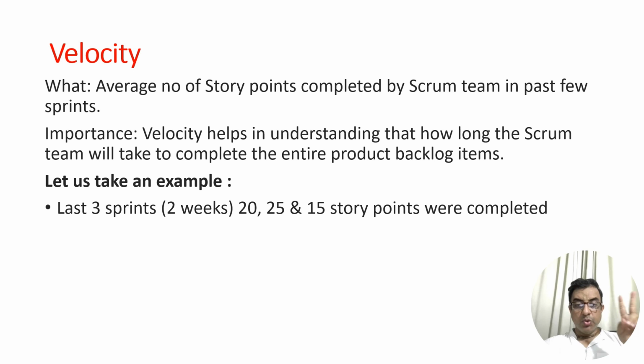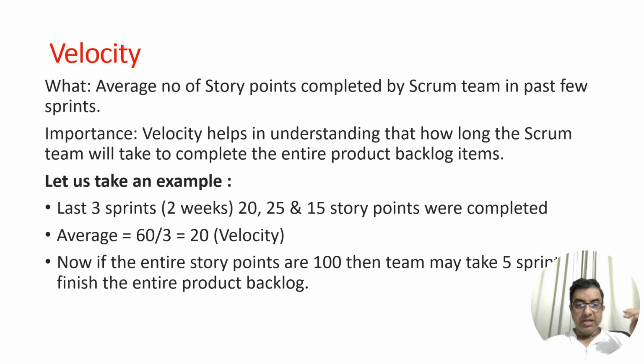The last 3 sprints were 2 week long sprints, and we completed 20, 25, and 15 story points. The average of that is 20, which becomes your velocity. Now the question is, if the entire story points which you have to complete are 100, then the team will take 5 sprints to finish all these story points or the product backlog. So that is the time that we are going to take. Hence velocity is also important.